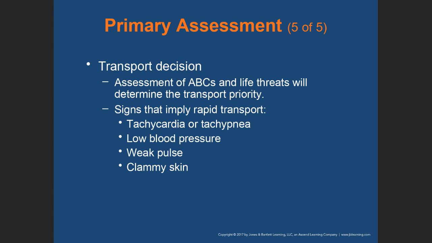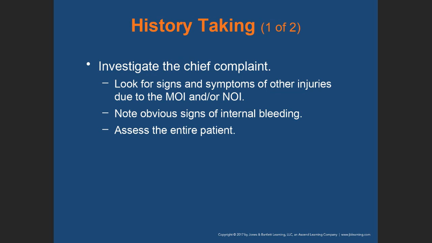Transport decision. After we have completed the ABCs, at this point, you should know what your patient's GCS is. You should know if it's a load and go patient, and you should know if you need to do a rapid scan or a focus. Assessment of ABCs and life threats will determine transport priority. Signs that imply rapid transport: tachycardia or tachypnea, low blood pressure, weak pulse, clammy skin.